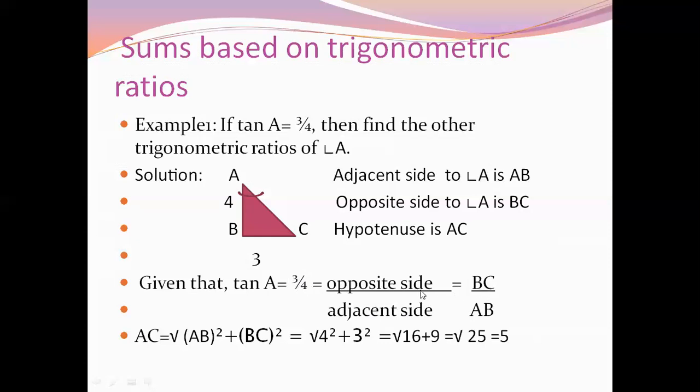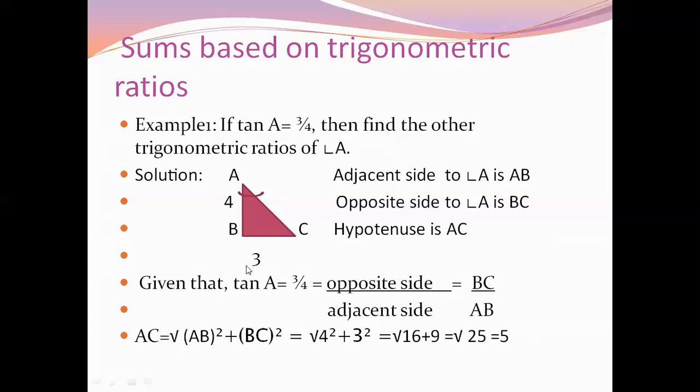So that is BC. The opposite side to this angle A is BC, and the adjacent side to this angle A is AB. So the BC value is 3. Right here at BC place 3, and the AB value is 4, so write 4. Then this is a right angle triangle. We got the height value as well as the base.